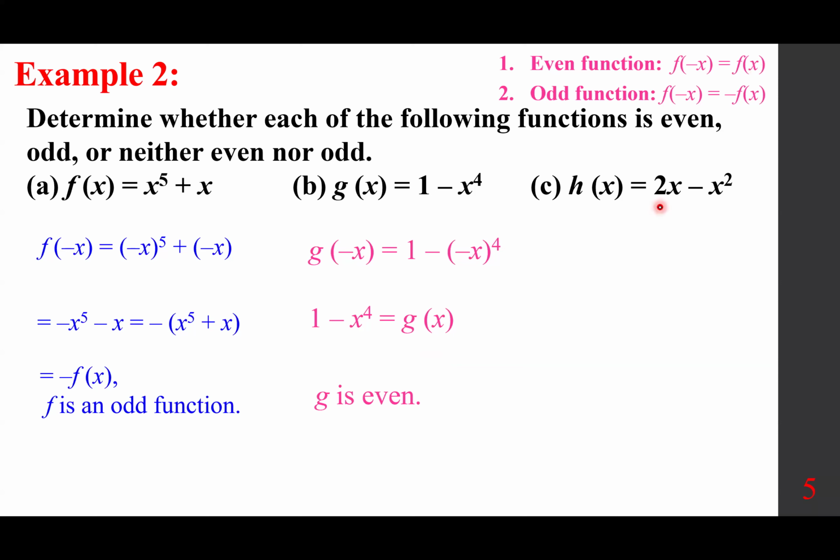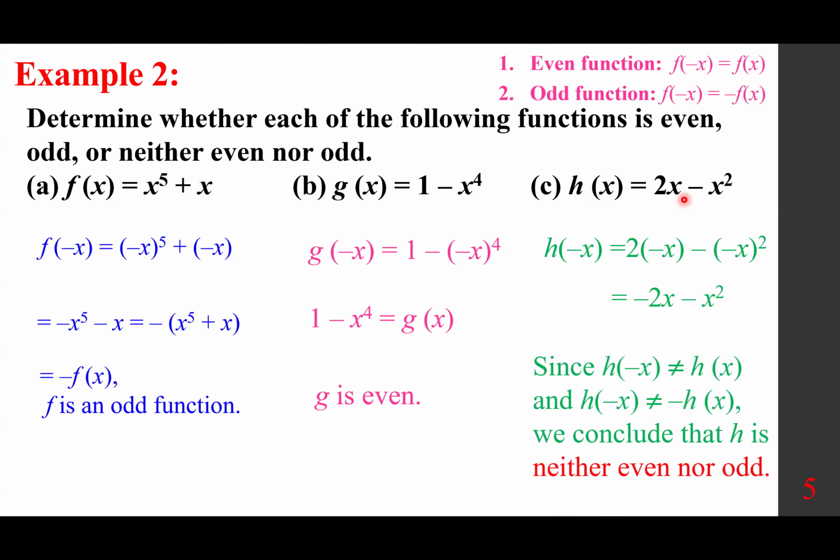What about h of x? We do exactly the same thing, which means we are replacing the x with minus x. We get 2 times minus x minus negative x squared. This becomes negative 2x. This is the same as x squared. And as you can see, this is not equal to h of x. And it's not the opposite of that either. It makes it neither nor.